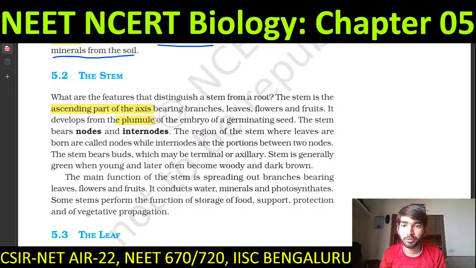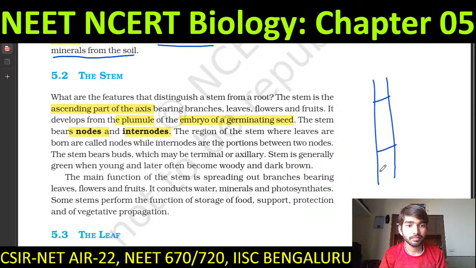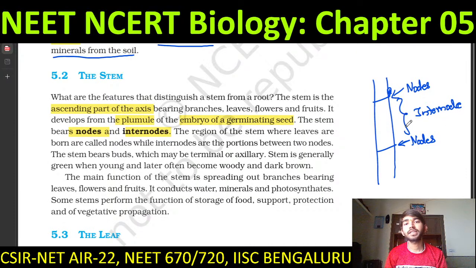It develops from the plumule. So remember, the root grows from the radicle, but the stem grows from the plumule region of the embryo of a germinating seed. The stem bears nodes and internodes. You might have seen, for example, a key example of this can be sugarcane. So these regions where the buds are present in the sugarcane are called nodes. And between two nodes, the intermediate region is called the internode, or the region present between two nodes is called the internode.